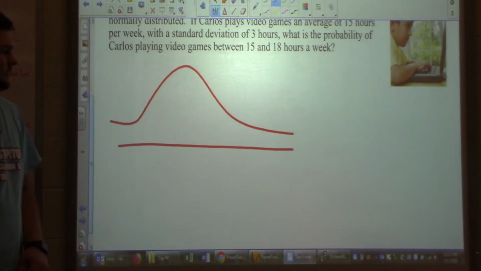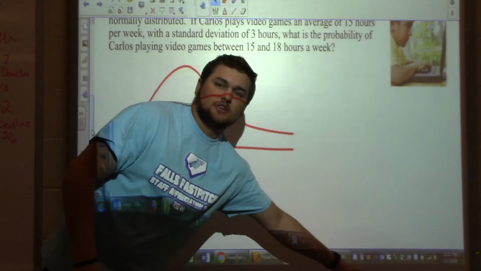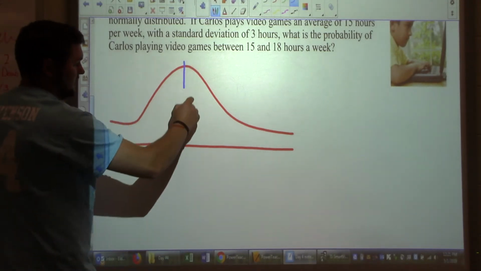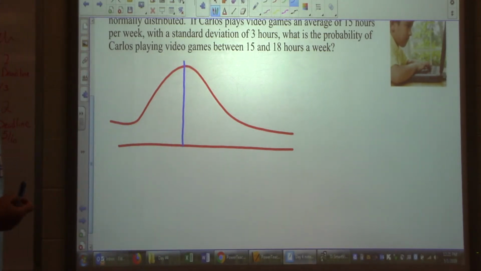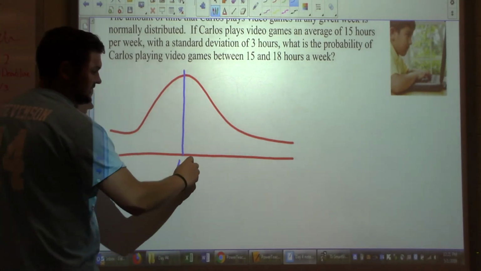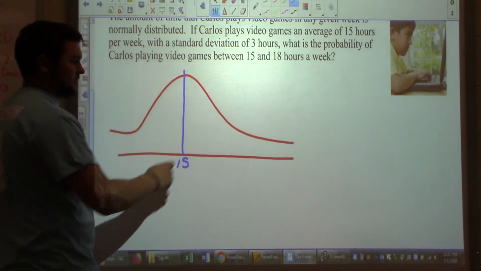Okay? Now, I know it's ugly. I know your pictures won't be perfect. Mine aren't perfect. That's fine. So, remember, in the middle, we said was our mean. What is our average or our mean in this problem? 15. So that's going to be right in the middle of my normal distribution curve.